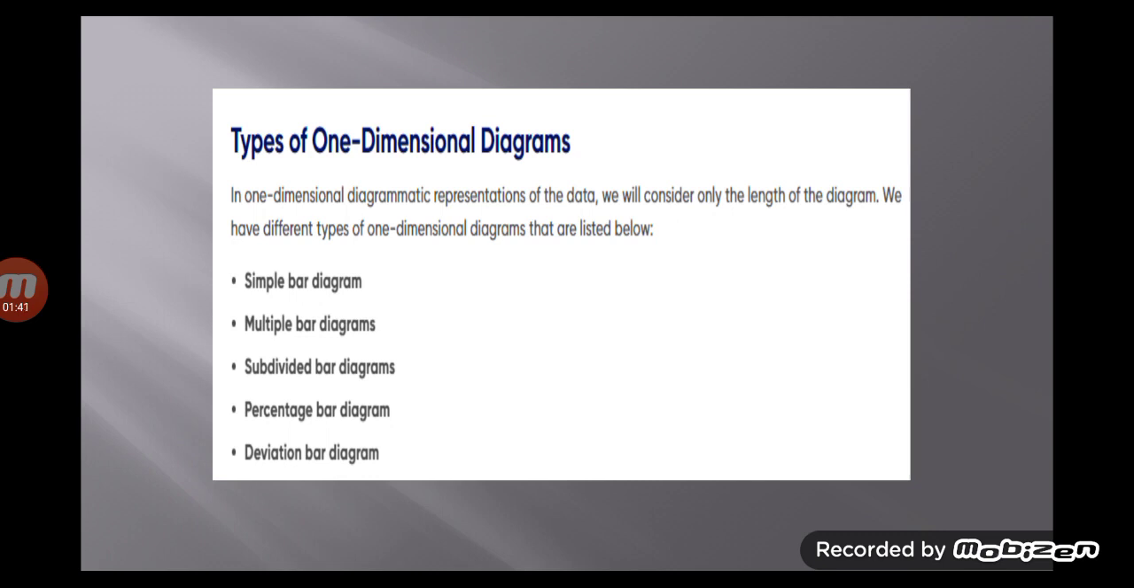There are so many types of diagrams. There are one-dimensional diagram, two-dimensional diagram, three-dimensional diagram. Here I have discussed about one-dimensional diagram. In one-dimensional diagrammatic representation of the data, we will consider only the length of the diagram. We have different types of one-dimensional diagrams. There are simple bar diagram, multiple bar diagram, subdivided bar diagram, percentage bar diagram, and deviation bar diagram.